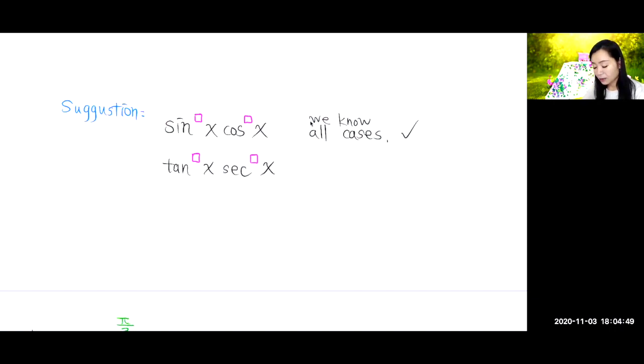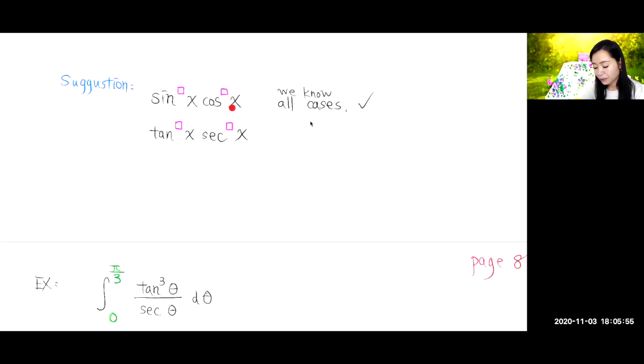Okay, so notice that when the function that we integrate is of this form, then we know all cases: when this exponent is odd, or when this exponent is odd, or when both of them are even, or when both of them are odd. Now for this one over here, we only know how to deal with two cases. One is when the exponent on secant is even and greater than or equal to 2, and the other is when the exponent on tangent is odd. Okay, what about other cases? For other cases, we don't have any clear-cut guideline.